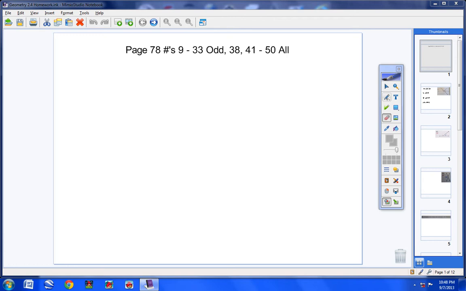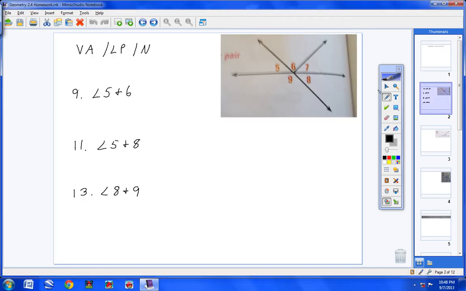Here's the problems right here. You should have your book open to this page, and let's go ahead and get started right away. Let's start off looking at numbers 9, 11, and 13. They want us to look at this diagram right here. I'm circling it with my pen, and they want us to state whether these angles are vertical angles or linear pairs or neither. Okay, so here we go.